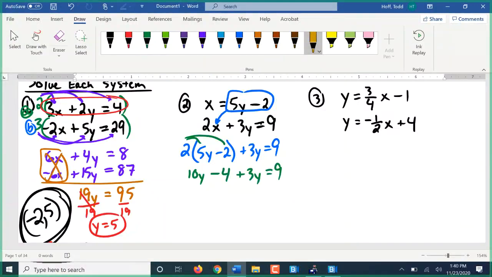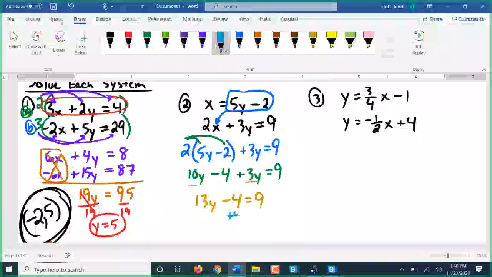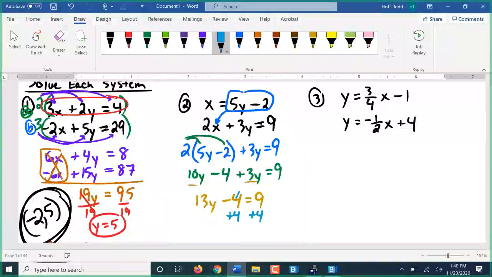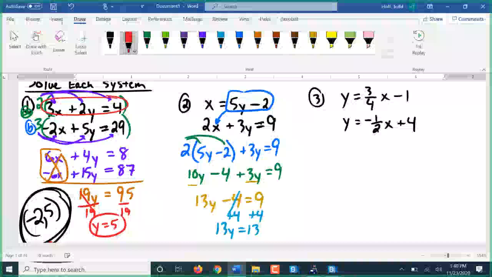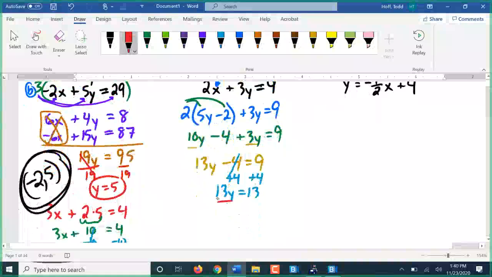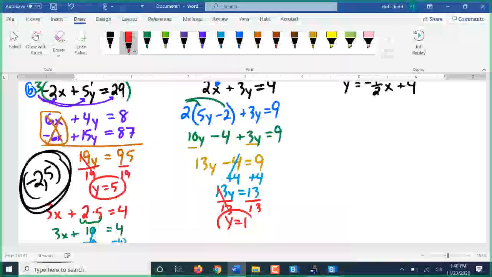Now we do have to combine the 10y and 3y make 13y minus 4 equals 9. We'll add 4 to both sides. 13y equals 13. And we divide by 13 to get y equals 1.